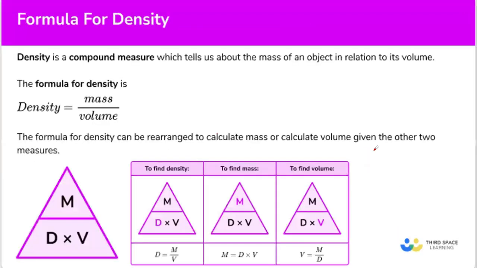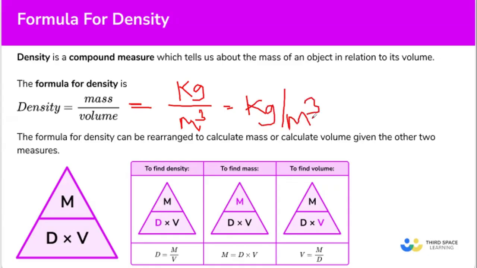And then we have density, which is just mass over volume, and we know that the units there will be what? For the mass it is kg, and for the volume we said cubic meters. So the density will be kg per cubic meter. So this will be the units for density.